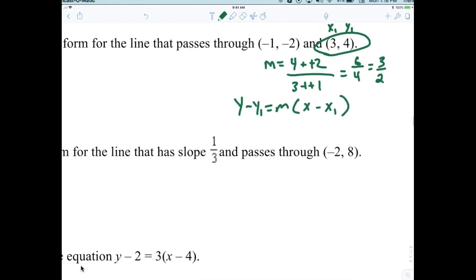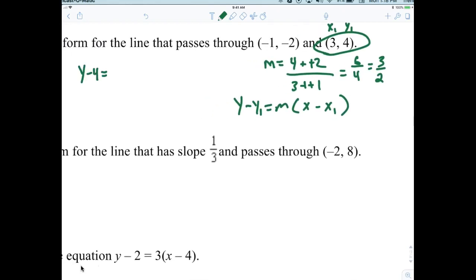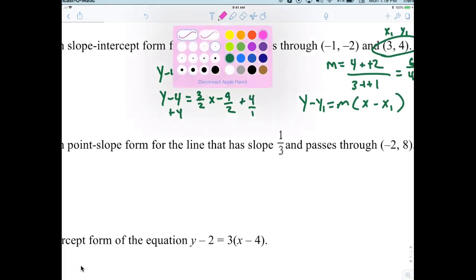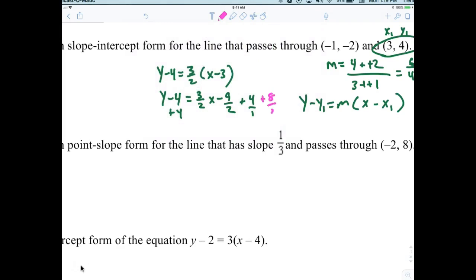So it's going to be y minus 4 equals 3 halves times x minus 3. Is everybody good with that? Now that's not the right form because it wants it in y equals mx plus b. So y minus 4 equals 3 halves x minus 9 halves. Everybody agree with that? And then I have to add 4. Adding 4 is the same as adding 8 halves. So your equation is y equals 3 halves x minus 1 half.